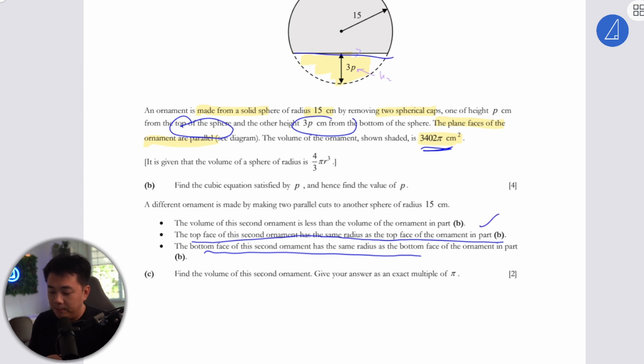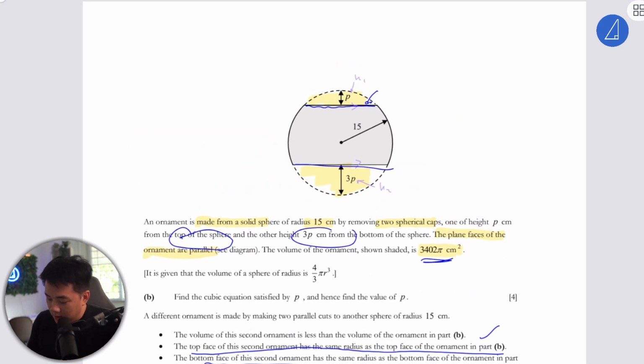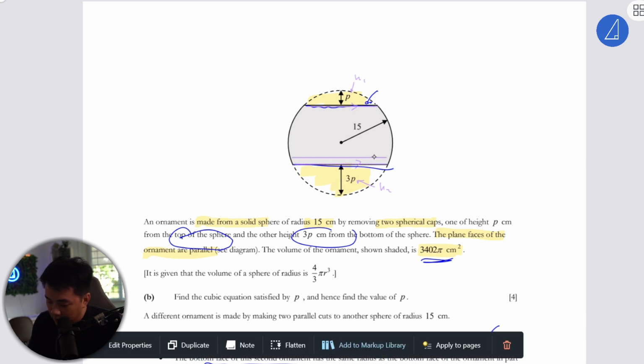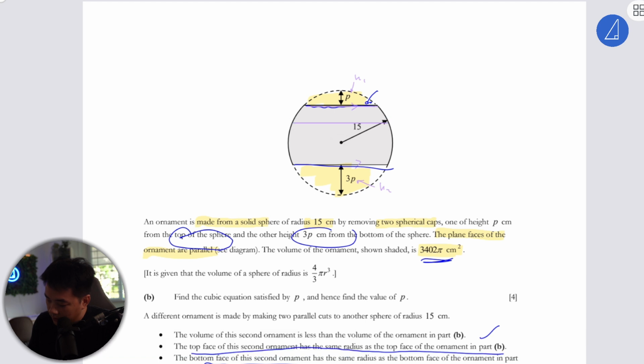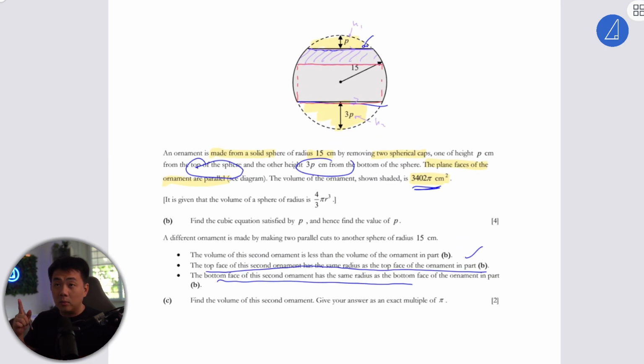But the volume has to be smaller. So in other words, when you make this cut, this is p. So you make the other cut of this length here, right? So if you cut this length, you have a similar length at the bottom. Don't forget that you can also go to the top here. So the cut that you want is actually this cut here. So you just copy this length over to the other side. So this ornament will have the same radius as the previous one. The top face and the bottom face will have the same radius, but the volume will be smaller. So this is it, right?